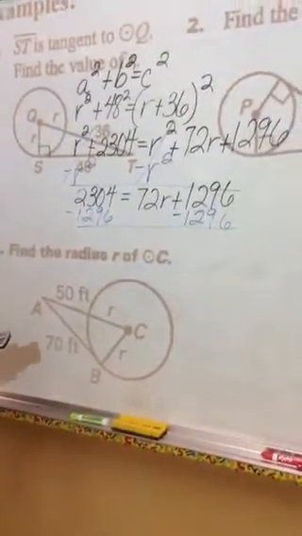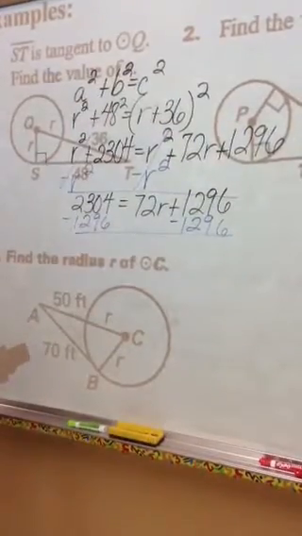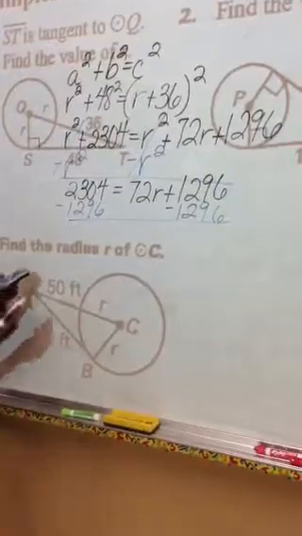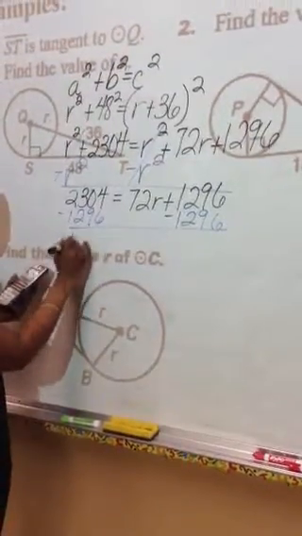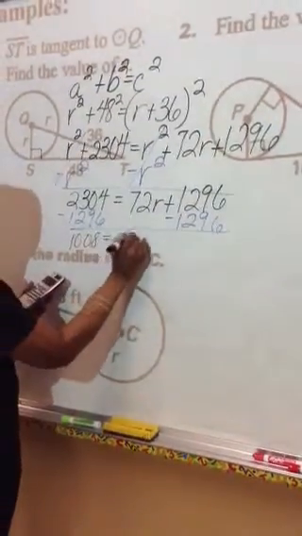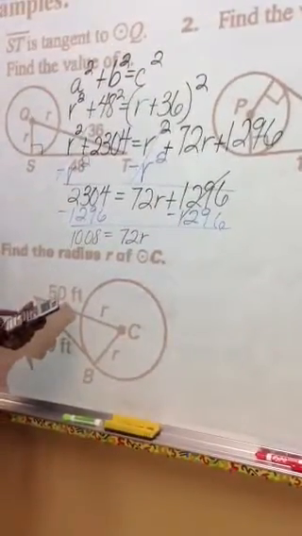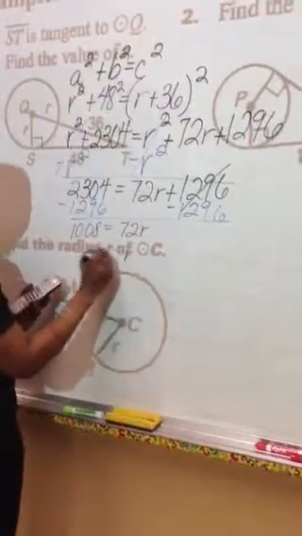And when we do, I need you working on using your calculators. All right, so that gives us 1,008. Then we want to divide each side by 72. And we find that r is 14.